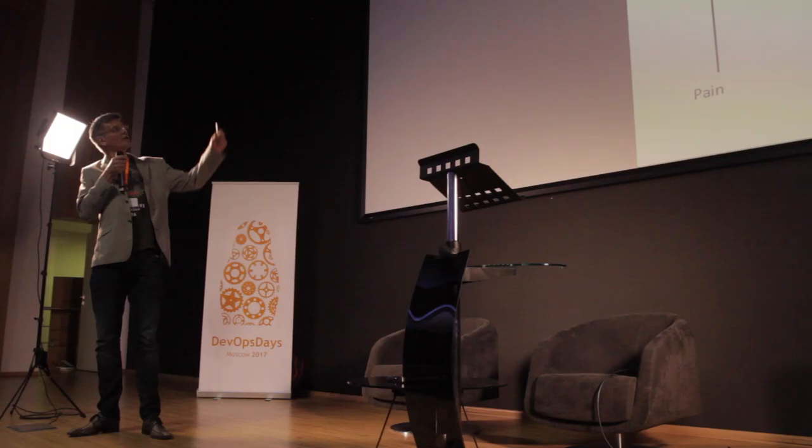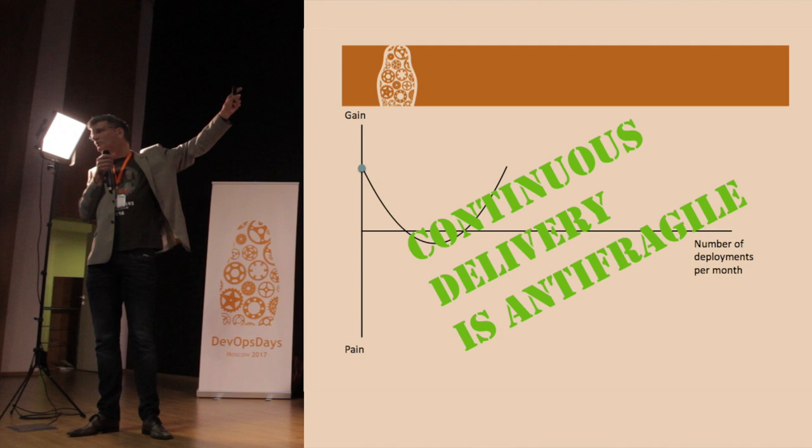I would expect that the green text would appear later, but it doesn't matter. What you see here is the number of deployments per month. Suppose you start on the very left side of it, and you don't deploy at all, because you have a super stable system, it already exists for about 10, 20 years, and you never have to change it.